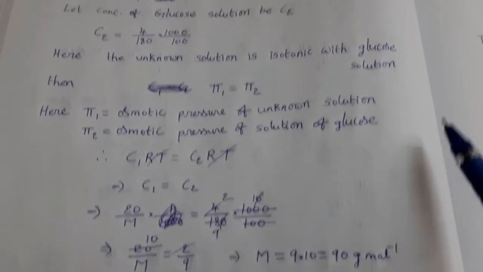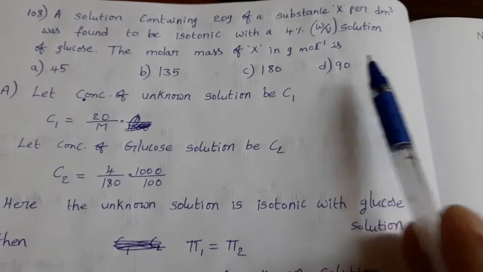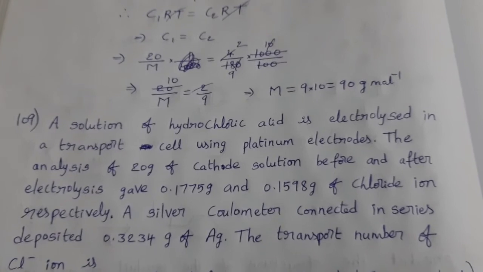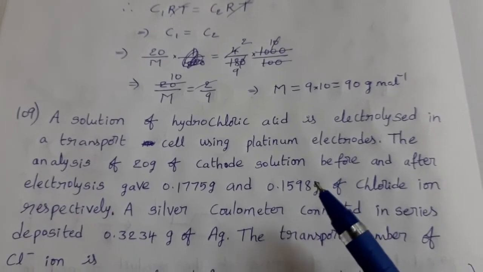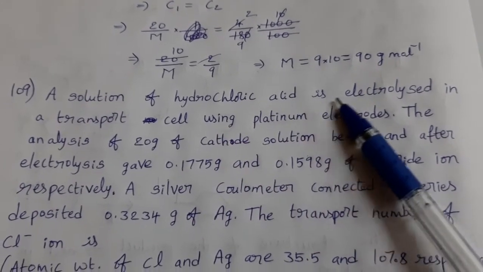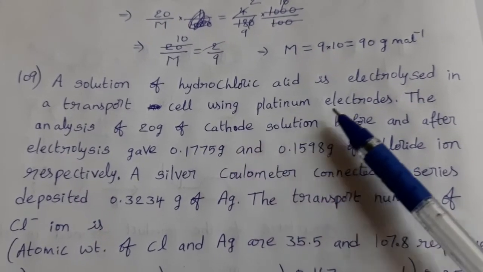Then what is the option? Option D is the answer for this question. Next. It is a very important question. It is related to IIT Advanced level. Listen carefully. A solution of hydrochloric acid is electrolyzed in a transport cell using platinum electrodes.